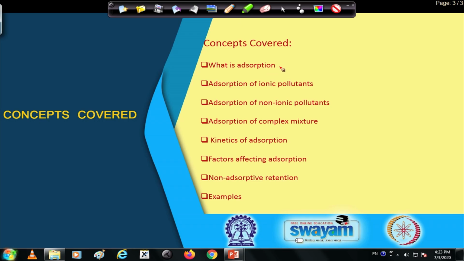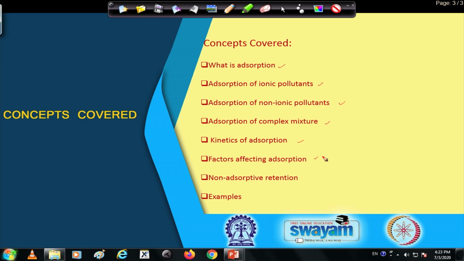In our previous two lectures we have covered these topics. First of all, we have covered what is adsorption, and then we have also covered the adsorption of ionic pollutants. We have also covered adsorption of non-ionic pollutants. Today we are going to talk about the adsorption of complex mixture as well as the kinetics of adsorption. Then we will be talking about factors affecting adsorption if time permits.